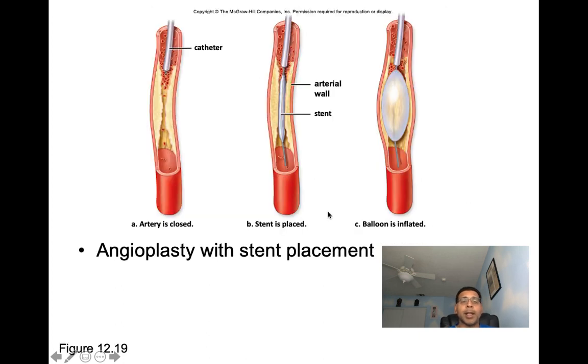So here let's check that out. Here we can see a catheter passing through the area that's actually blocked. And then here, once it passes through, the stent is placed. And then you can see the balloon is inflated, helping to increase the lumen space. All right.